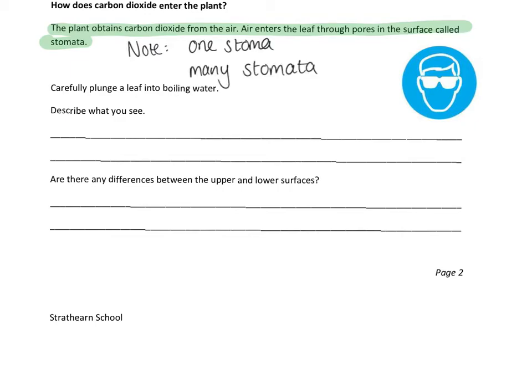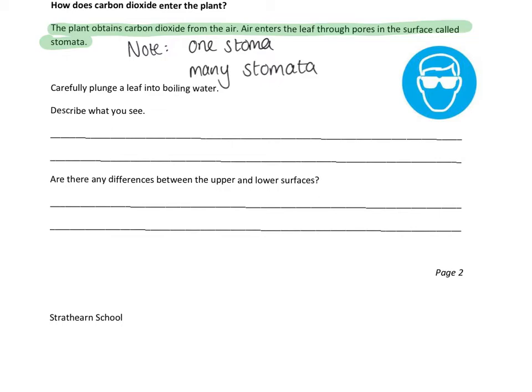And just to make a little note on that, stomata is the plural word for the pores on the leaf. If you're referring to one of them, it is just called a stoma. So it's one stoma is one tiny pore, but many stomata is many pores. So that's the plural word for it.